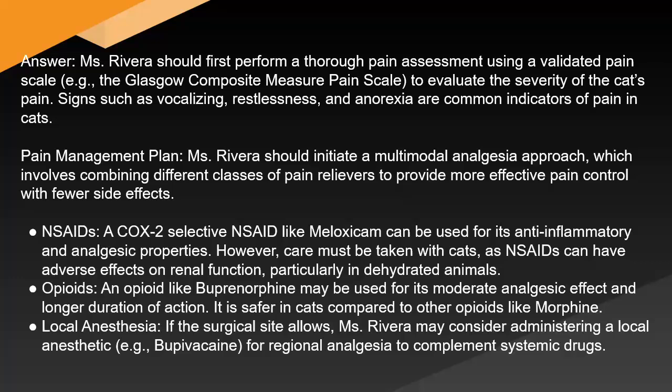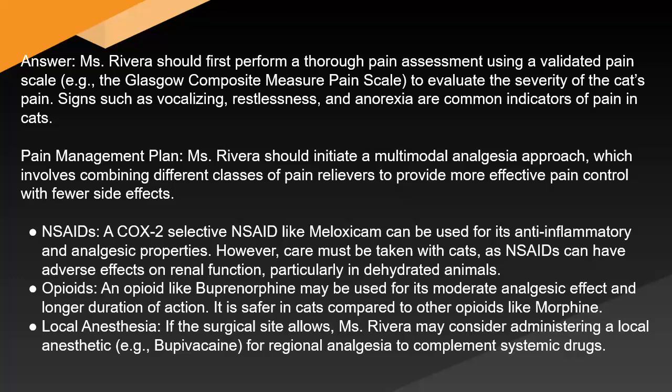Pain management plan. Ms. Rivera should initiate a multimodal analgesia approach, which involves combining different classes of pain relievers to provide more effective pain control with fewer side effects. NSAIDs. A COX-2 selective NSAID like meloxicam can be used for its anti-inflammatory and analgesic properties. However, care must be taken with cats, as NSAIDs can have adverse effects on renal function, particularly in dehydrated animals.